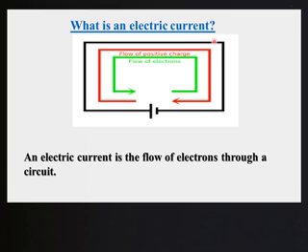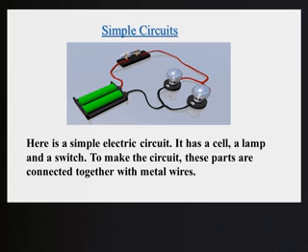What is an electric current? An electric current is the flow of electrons through a circuit. Look at this, the flow of electrons through a circuit is called electric current.